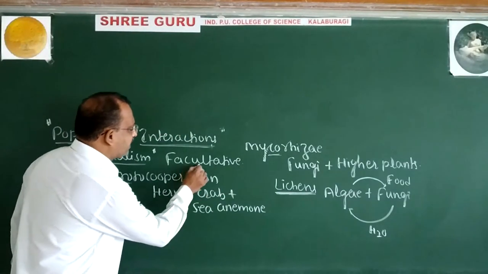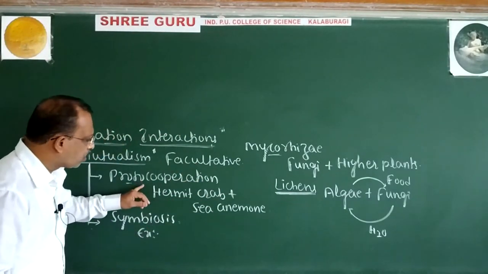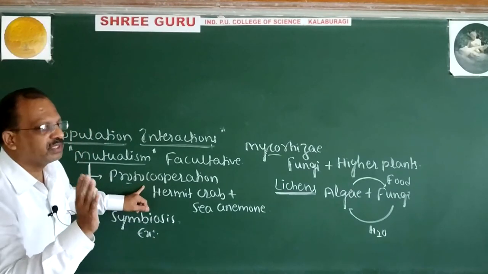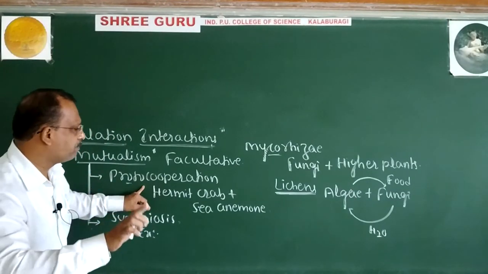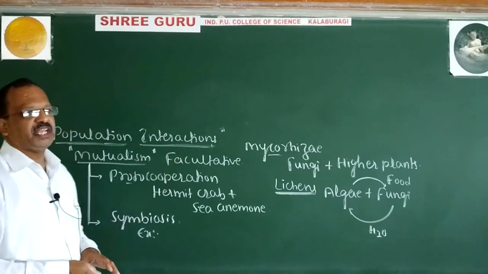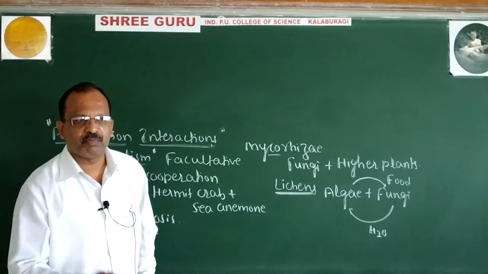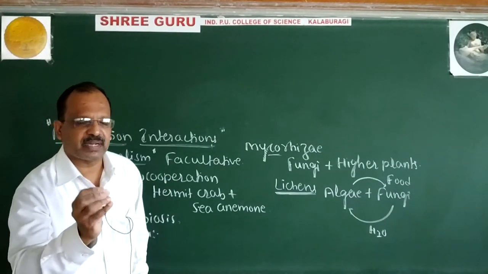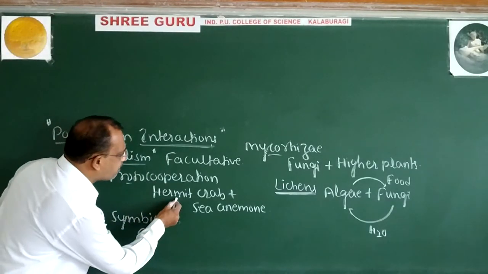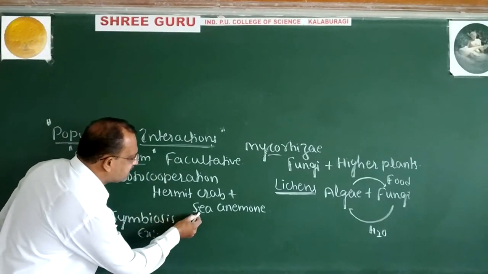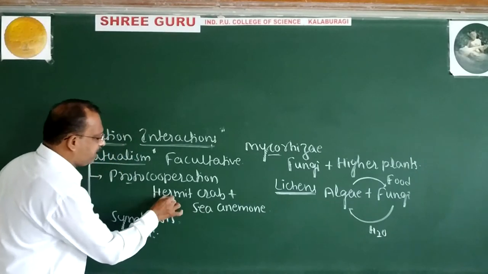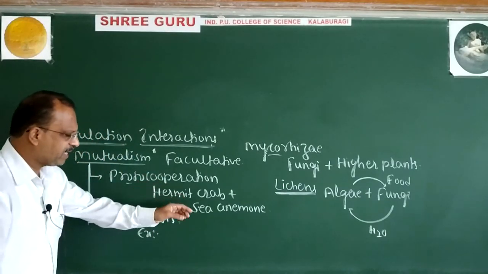In proto-cooperation, both the partners will get benefit, but the association is facultative. Facultative means one can live separately. Example is hermit crab with the sea anemone.